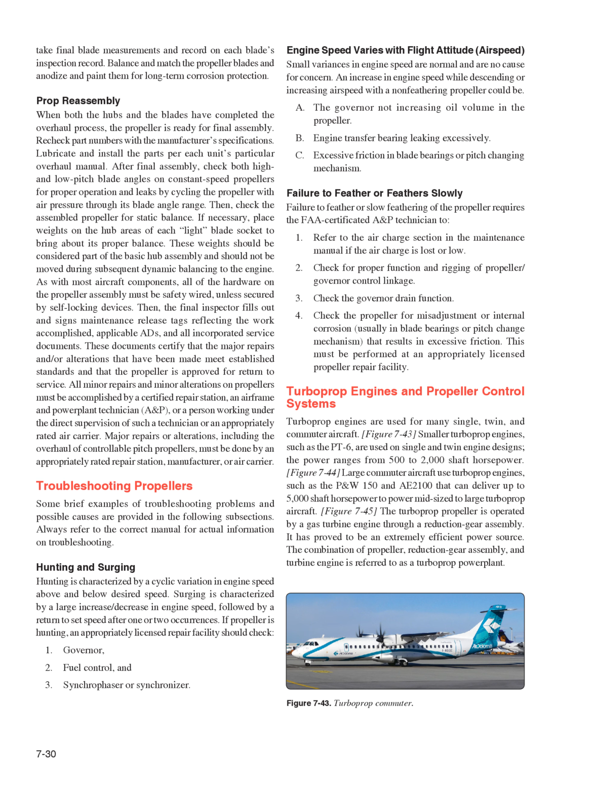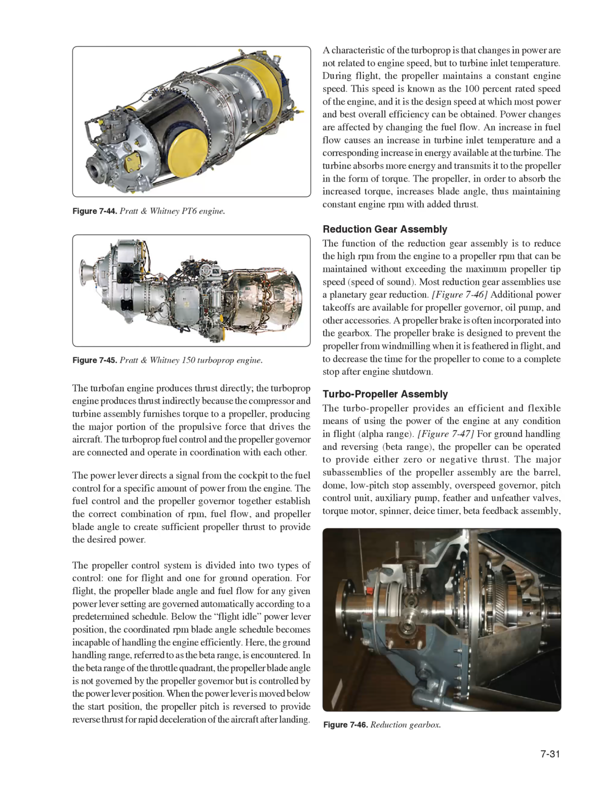Figure 745, the turboprop propeller is operated by a gas turbine engine through a reduction gear assembly. It has proved to be an extremely efficient power source. The combination of propeller, reduction gear assembly, and turbine engine is referred to as a turboprop powerplant. The turbofan engine produces thrust directly. The turboprop engine produces thrust indirectly because the compressor and turbine assembly furnishes torque to a propeller, producing the major portion of the propulsive force that drives the aircraft.